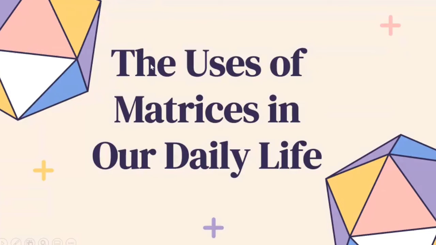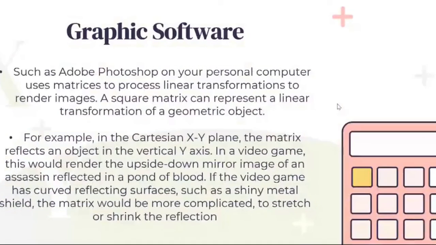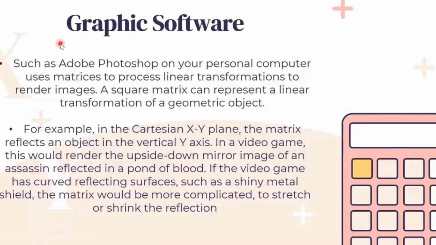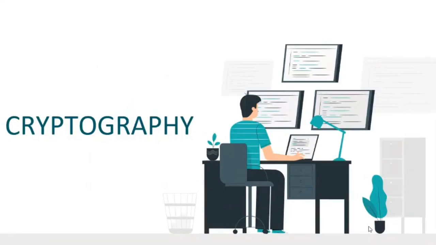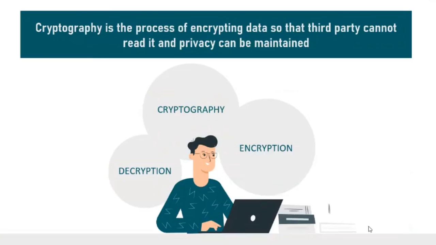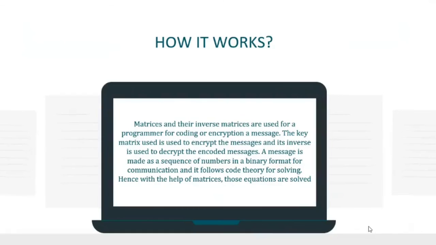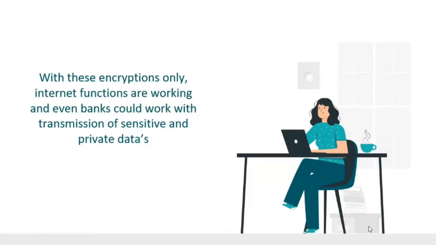Okay, now we're going to know the uses of matrices in our daily life. Matrices are used in cryptography. Cryptography is the process of encrypting data so that third parties cannot read it and privacy can be maintained. So how does it work? With these encryptions only, internet functions are working and even banks could work with the transmission of sensitive and private data.